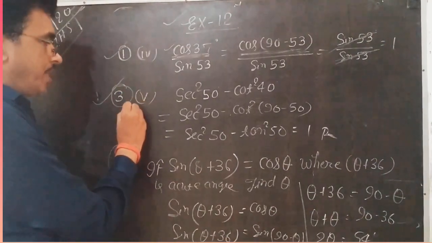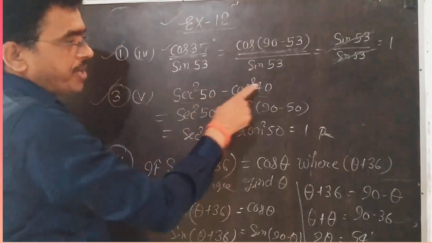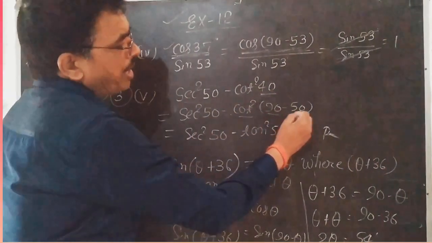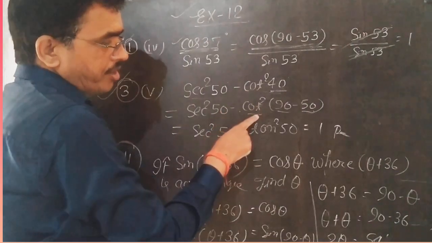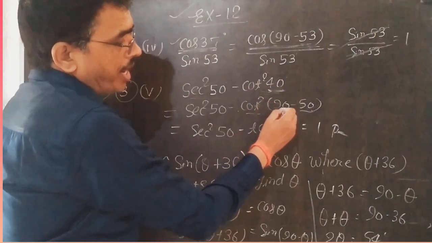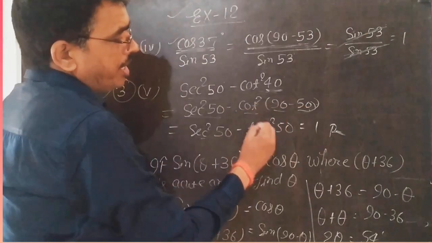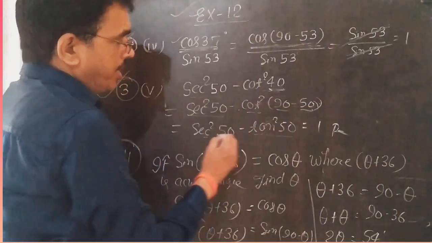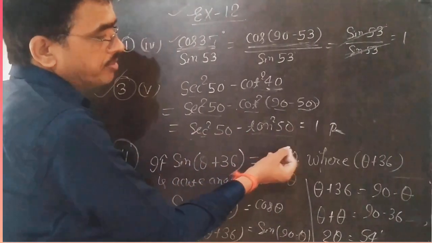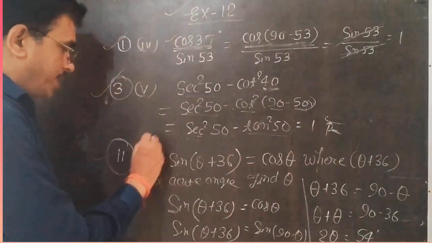Next, the third question, that is sec square 50 minus cot square 40. To find out, both are complementary, 50 and 40 make 90. So this sec square 50 stays, but this 40 we write as 90 minus 50. Here is cot square, so cot square 90 minus 50. But cot 90 minus theta is tan theta. Square is given, so I write square. Now we know the identity: sec square theta minus tan square theta is what? That is 1. So sec square 50 minus tan square 50 is 1. That is proved.